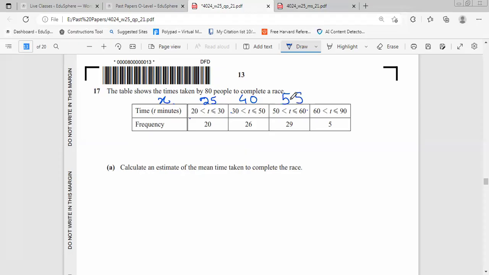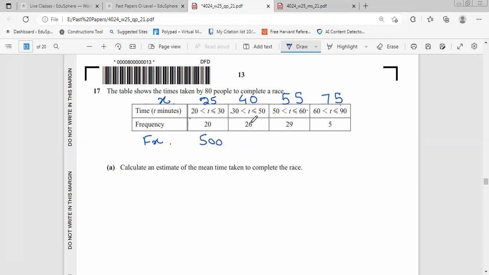60 plus 90, so we get 150 divided by 2, which is equal to 75. So first we calculated the value of x. Now fx. fx will be 25 times 20. So let me multiply. I will be taking 20 multiplied by 25. I get 500.